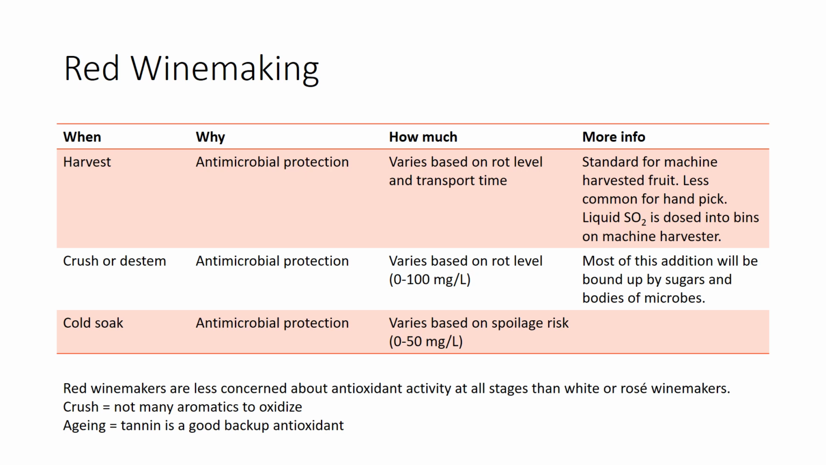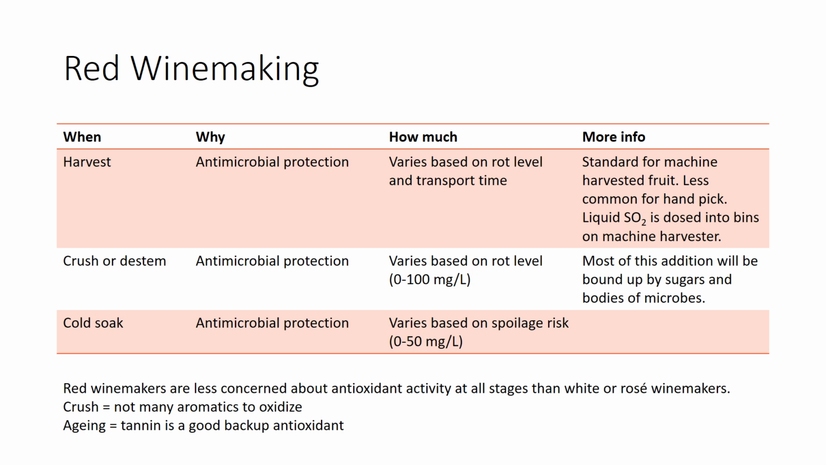During cold soak, if a winemaker chooses to undergo this step, they could also add sulfur dioxide for antimicrobial protection. And this, again, is based on the spoilage risk. Usually we don't want to add more than 50 milligrams a liter. If we're adding more than that, we start risking having that sulfur dioxide travel through into the ferment and inhibit our preferred Saccharomyces cerevisiae.